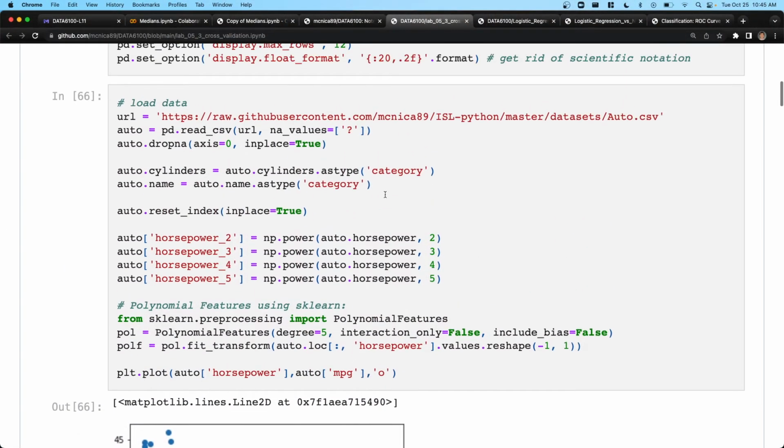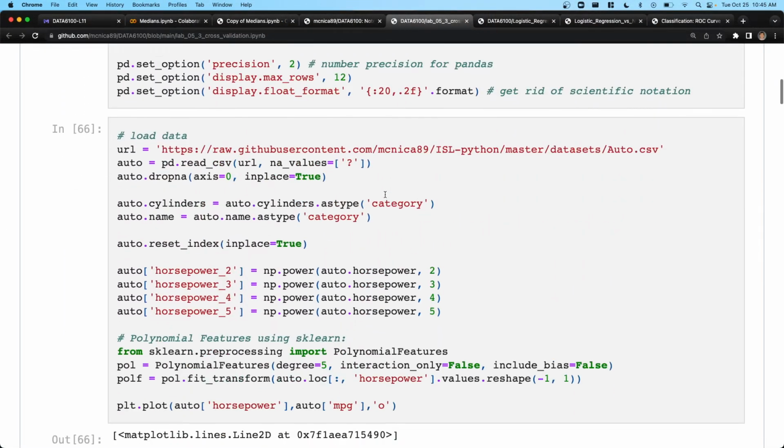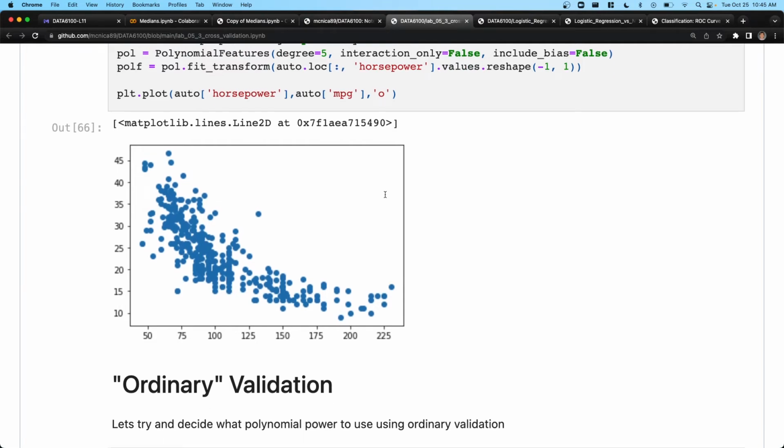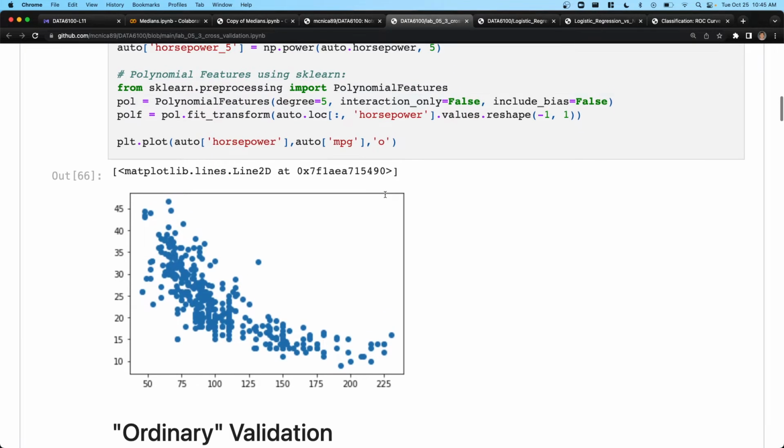And this is the data set on cars. So we have a bunch of different cars, and we're plotting their horsepower versus their miles per gallon. The horsepower is on the x-axis, and their miles per gallon is on the y-axis. And you can see the cars that have like a horsepower of 50 have terrible miles per gallon, right?